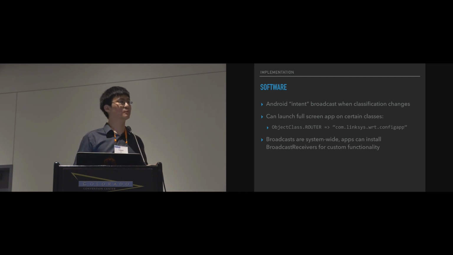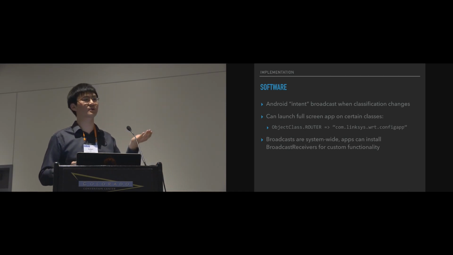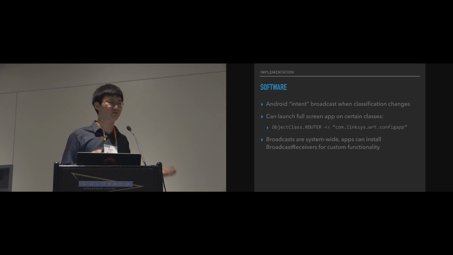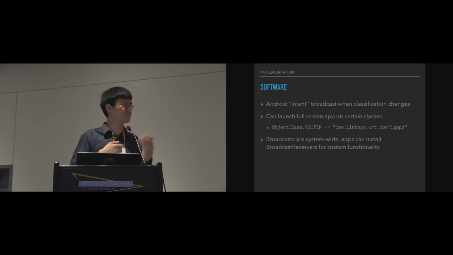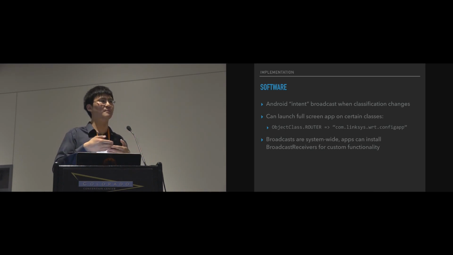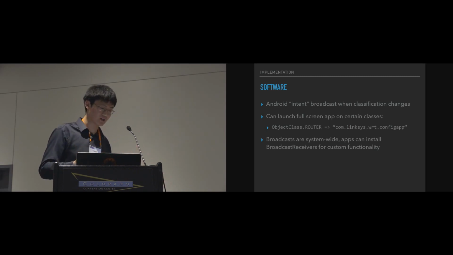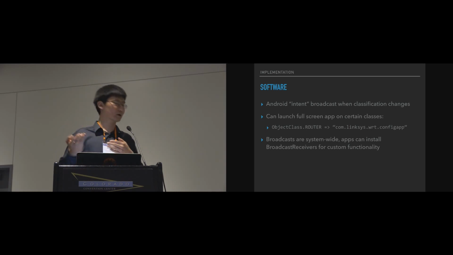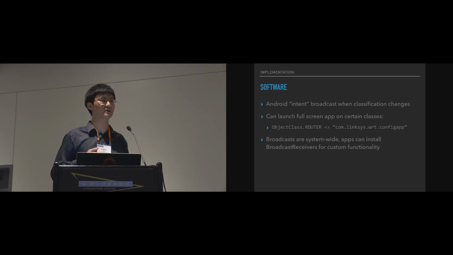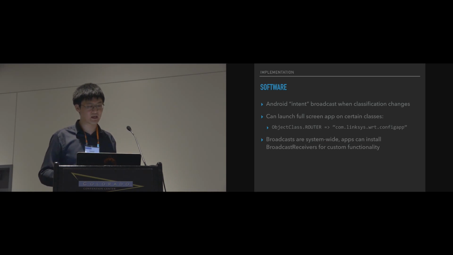After we get the classification, we can pop that up one layer to the Android intent framework. This is built on standard Android, and there are no kernel modifications to the software this time. We can broadcast an intent that carries with it the object class that was detected, and these can be received system-wide. So for example, we can launch a full screen app. If you have a Linksys router, you download the Linksys app on your phone, and it could register with the system to say, every time I receive a router notification message, pop up this app for a router of this specific model. Broadcasts are system-wide. Apps can install their own broadcast receivers for custom functionality.